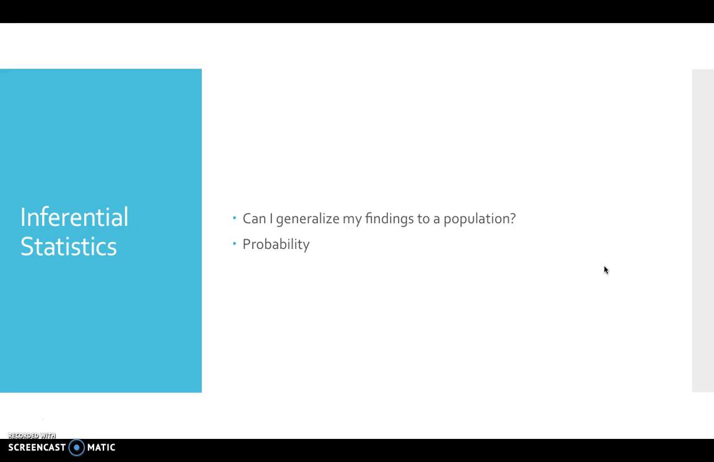So it answers these questions. Can I generalize my findings to a population? And if so, what is the probability that I can generalize my findings? Because again, the point of a research study often is to inform others of what to do, right? We make recommendations and we say, you should try this too because it worked for my population or for my sample. So statistics can help us to say whether our recommendation is a good one or not, whether it's something that happened by chance.